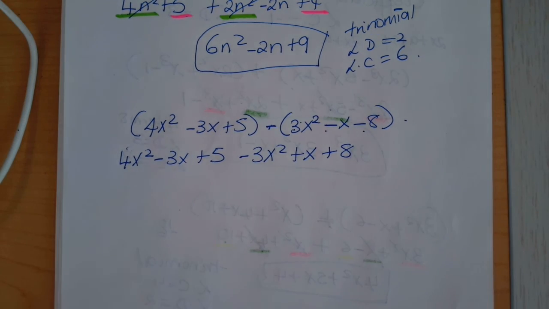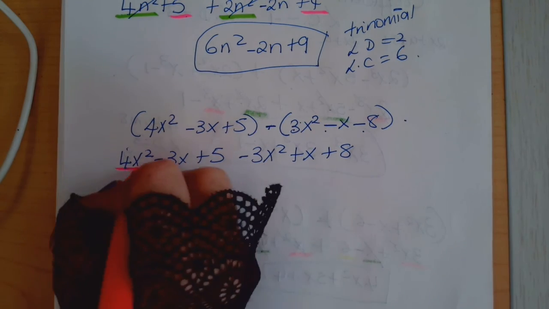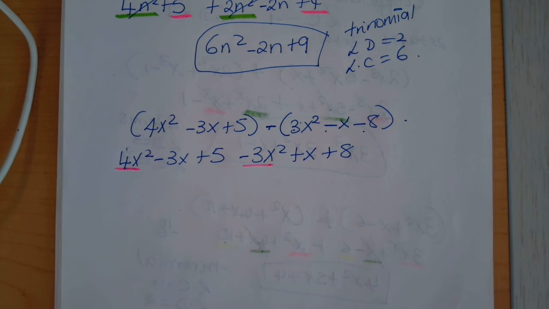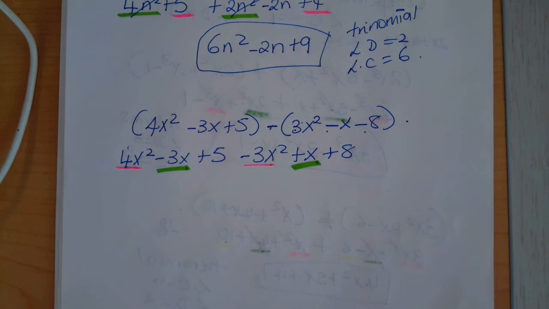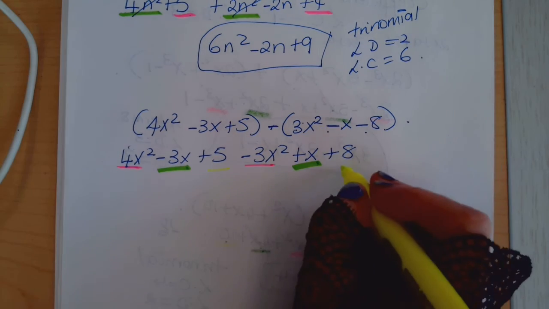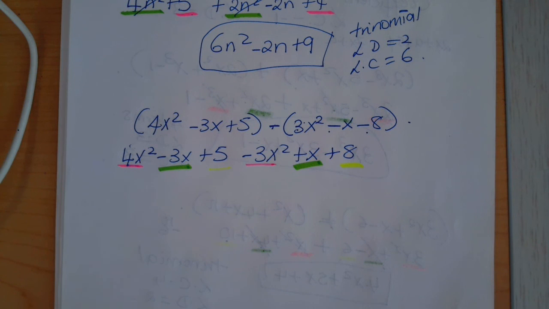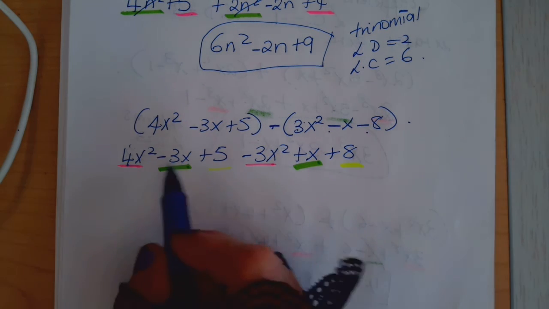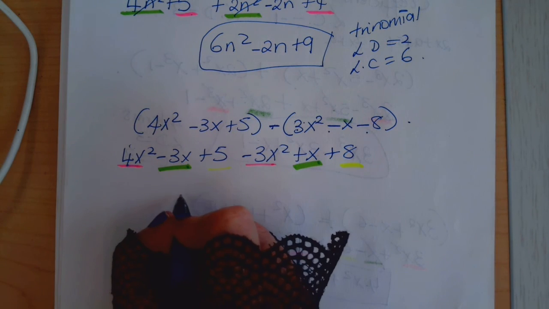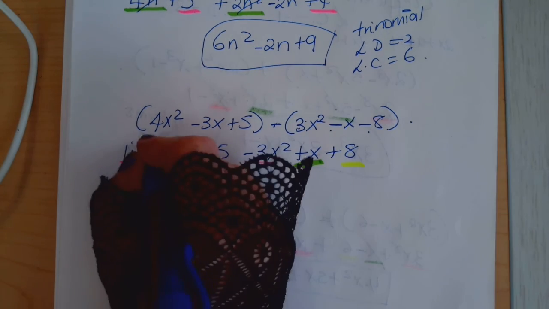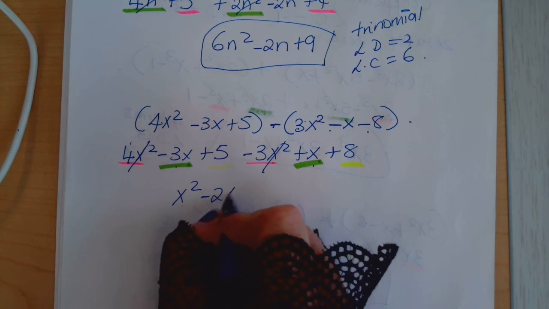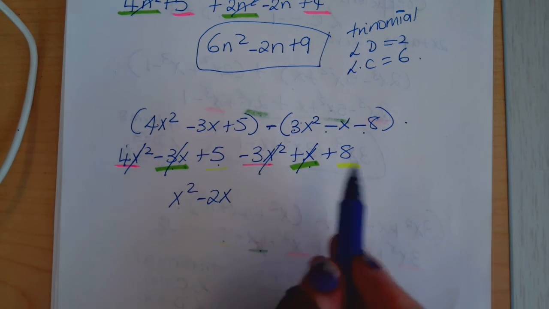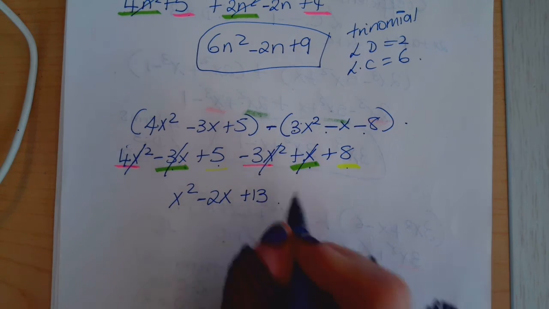Okay, so when I've done that, I'm going to do what I did before. 4x squared and minus 3x squared, they're the like terms. Negative 3x and plus 1x are like terms. And the last one, my yellow highlighter, is 5 plus 8, like terms, they're constants. So then let's write it in descending order. 4x squared minus 3x squared is 1x squared. We don't have to write the 1. Done with that. Negative 3x plus x is negative 2x. Done with that. 5 plus 8 is 13.